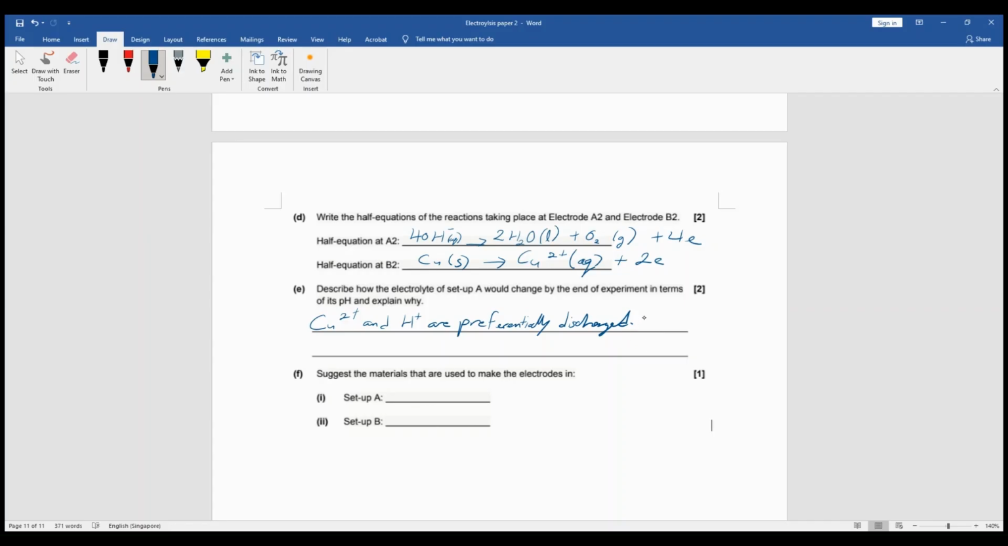Thus there will be more, sorry, OH-. Why did I write H+? It's a minus. Sorry, very hard to erase. OH-, there will be more H+ ions. Its pH will decrease.